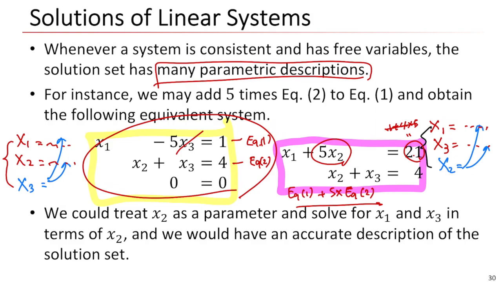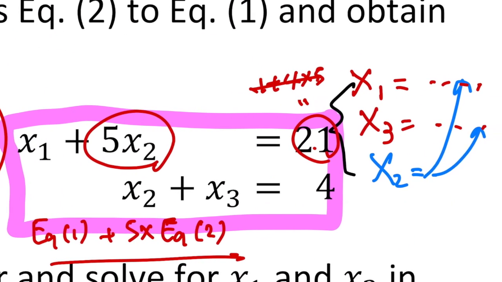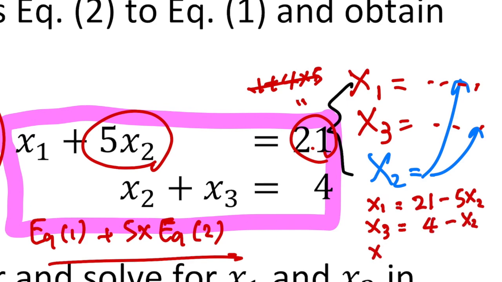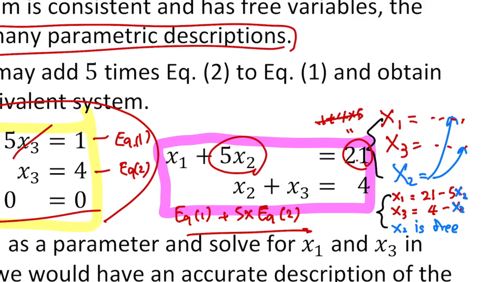So in this case, we can represent x1 is equal to 21 minus 5x2, and x3 is equal to 4 minus x2, and x2 is, okay, let's use another. x2 is, okay, it's 3. Like this. Okay.